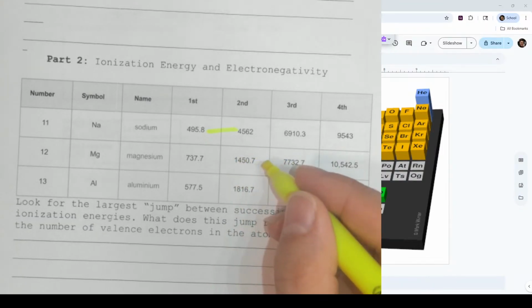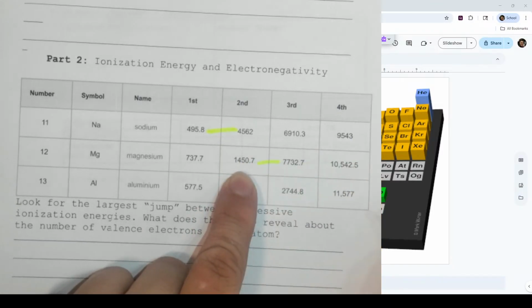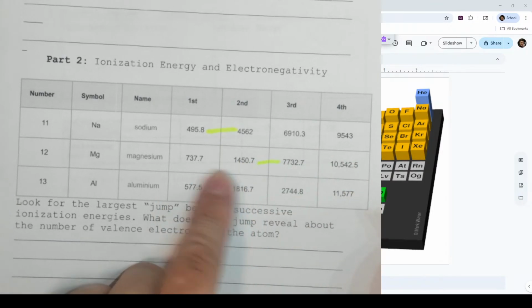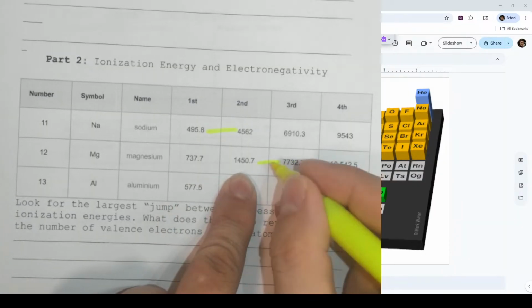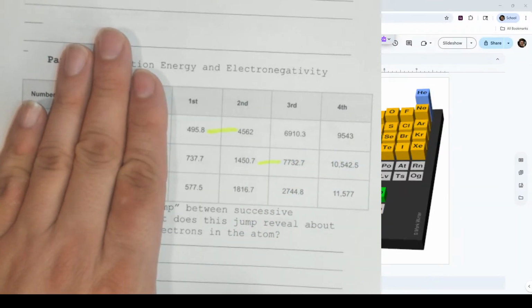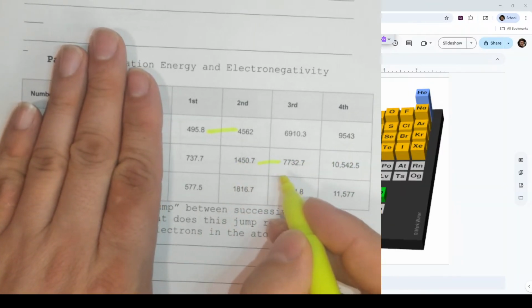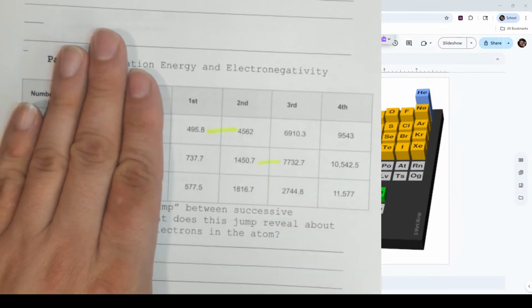But look at the jump. So it went from 700 to 1400, so it doubled. And then it went to 7,000. That's the jump. So even if I covered this up, you should be able to say this is in the second group. This is an alkaline earth metal. I don't know which alkaline earth metal it is just based off of these numbers, but I will be able to tell you it's an alkaline earth metal. That'll form a +2 ion and then be happy at its +2 ion because it really doesn't want to get rid of its third one.